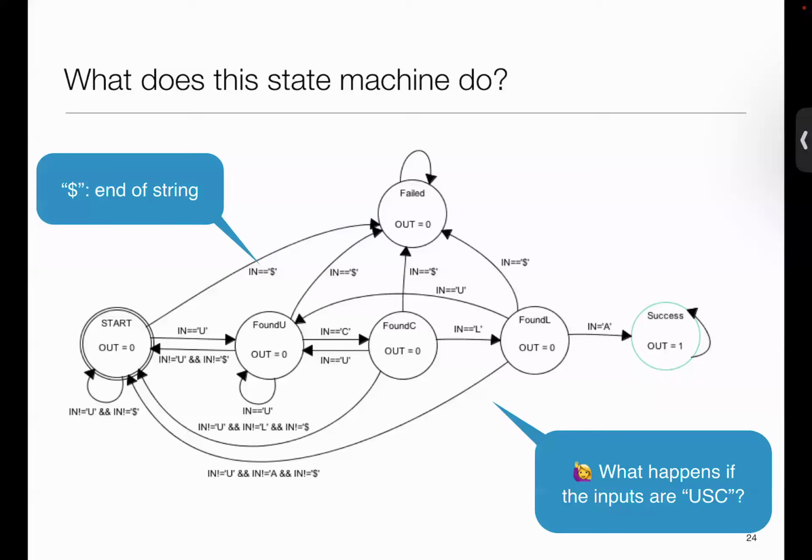Well, UCLA and USC have the U in common. So when we are in the start state, we get a U, we go to the same found-U state, but then we will bifurcate. We have 4 possibilities. We get a C, or we get an S, or we get a $ sign, end of string, or we get something else. So you will have a 4-way fork.